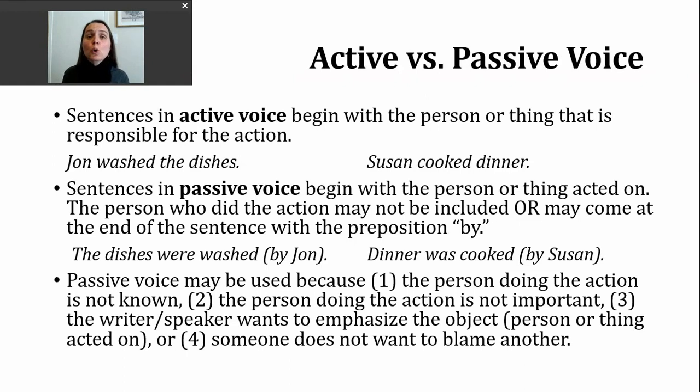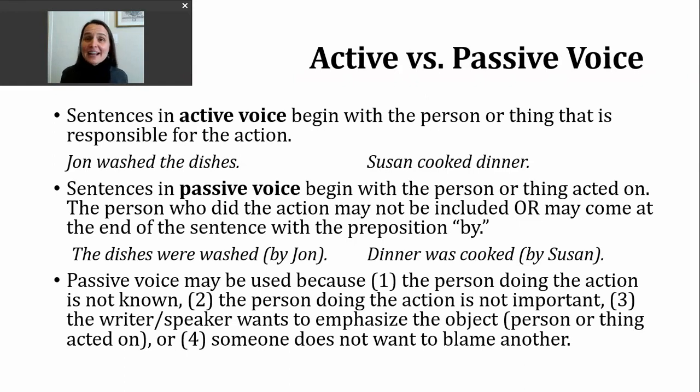So we're going to take the first two active voice sentences and make them passive. The dishes were washed, period. That could be a sentence. Or I could say, the dishes were washed by John. Similarly, I could say, dinner was cooked, or dinner was cooked by Susan.